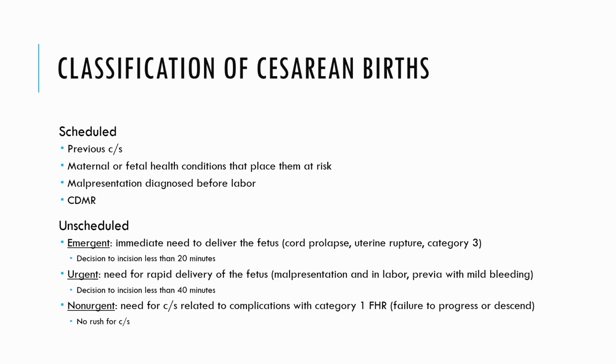The last type of unscheduled C-section is a non-urgent. This is where we know she can't deliver vaginally anymore, but there's no immediate need to get her delivered. Baby looks fine. So maybe it's failure to progress, labor dystocia. She's been stuck at 6 centimeters now for 8 hours. We're not progressing, we're going to have to deliver her via C-section, but we can wait a little bit and see how things are going.